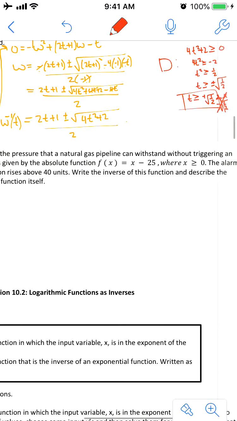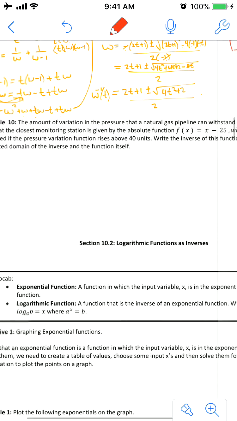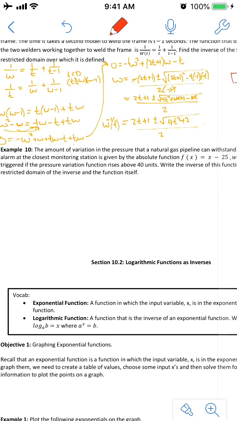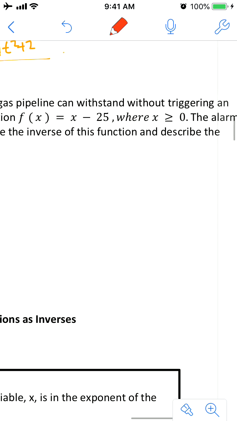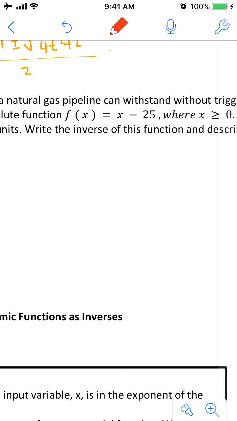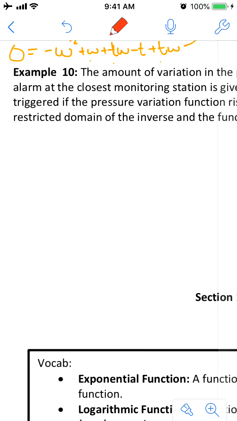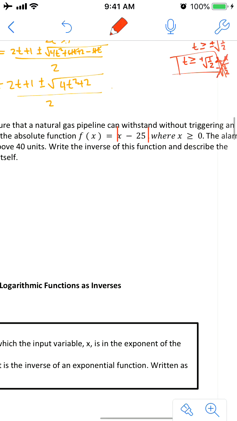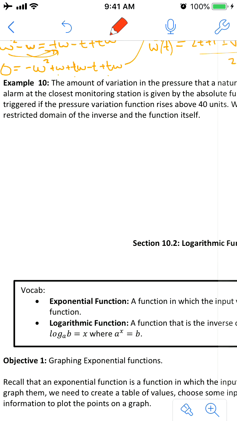The amount of variation in the pressure that a natural gas pipeline can stand without triggering an alarm at the closest monitoring station is given by the absolute value function f of x equals |x minus 25|, where x is greater than 0. I do apologize, that is a typo. For some reason the thing didn't print. It should be the absolute value of x minus 25, where x is greater than 0. The alarm is triggered if the pressure variation function rises above 40 units. Write the inverse of this function and describe the restricted domain of the inverse and the function itself.